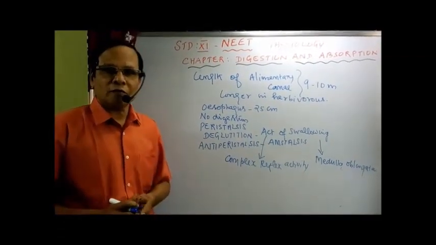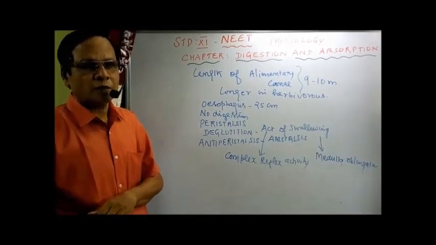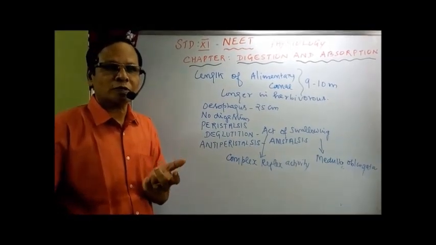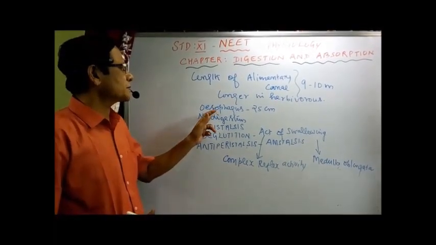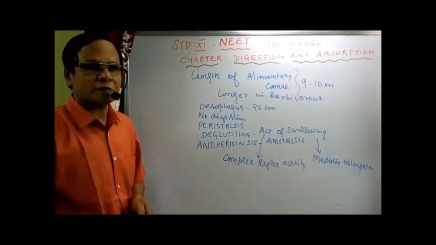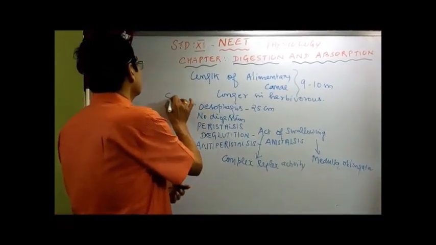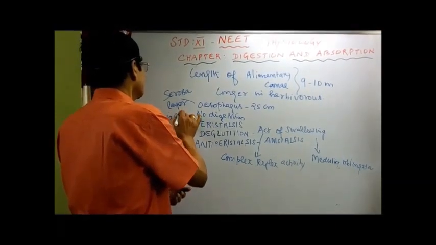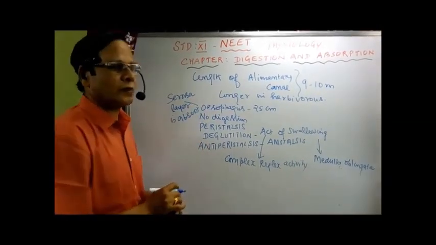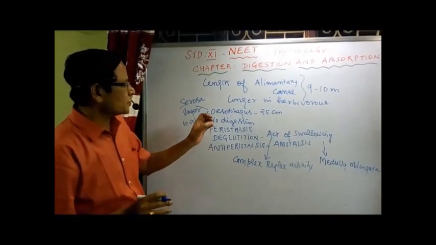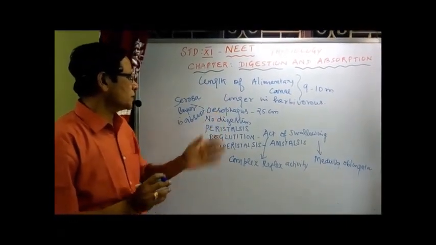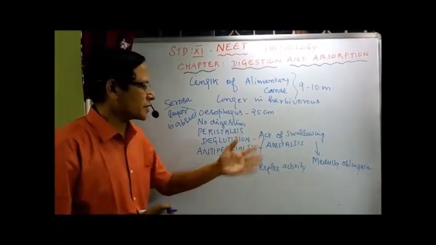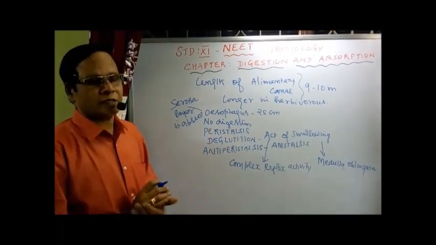If you take the alimentary canal, you already studied there are four layers: the outer serosal layer, then the muscular layer, then submucosa, then mucosa. One of the layers is absent in the esophagus: the serosal layer is absent in esophagus when compared to other parts. So these are some of the points: esophagus 25 cm, no digestion, peristalsis, deglutition, antiperistalsis, then complex reflex activity controlled by medulla oblongata.